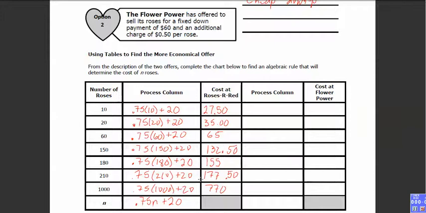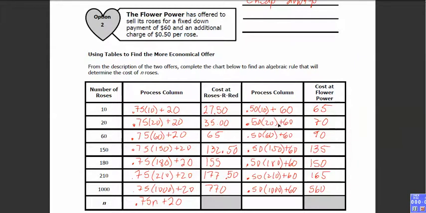All right, so let's go on to the cost at Flower Power. So we will go ahead, and for 10 roses at Flower Power, we've got to pay 60. That's the down payment. Now, it's 50 cents per rose. So it's 50 cents for 10 roses. So to get that, I'm just going to take 0.50 and multiply by 10. And so that should then give me $65, which is significantly more expensive than Roses Are Red. All right, so let's go ahead. We'll go to the next one. Again, I'm going to fill these out really quickly so that we have the numbers that we need.